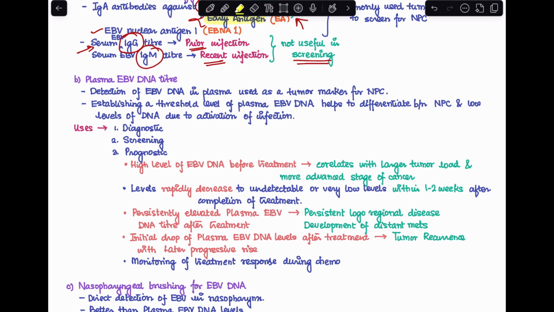So, first thing we have to do is establish the threshold level of plasma Epstein-Barr virus DNA in the patient. This will help us in determining whether it is a case of nasopharyngeal carcinoma or if there are just very low levels of DNA due to activation of the infection. So this has helped us in diagnosing.